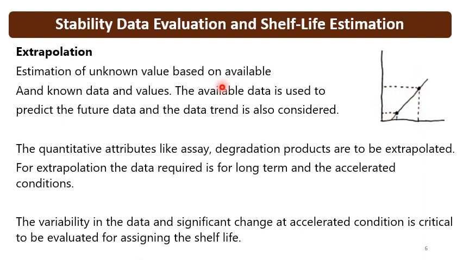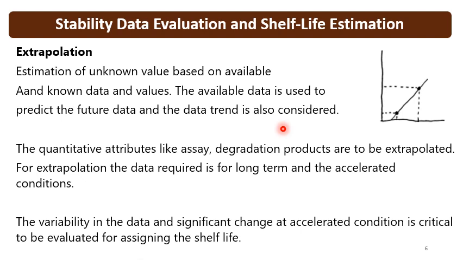So this is extrapolation. Or if you have 6 month and 12 months data here, then you can extrapolate up to 24 months. So based on the available data, by extrapolation you can know the future data. So the available data is used to predict the future data, and the data trend is also considered here.